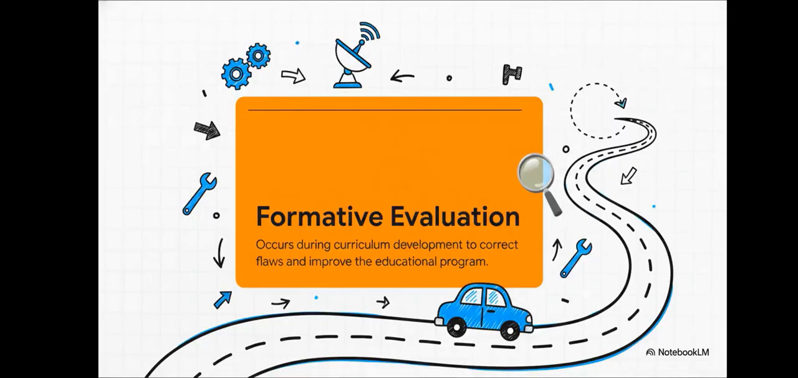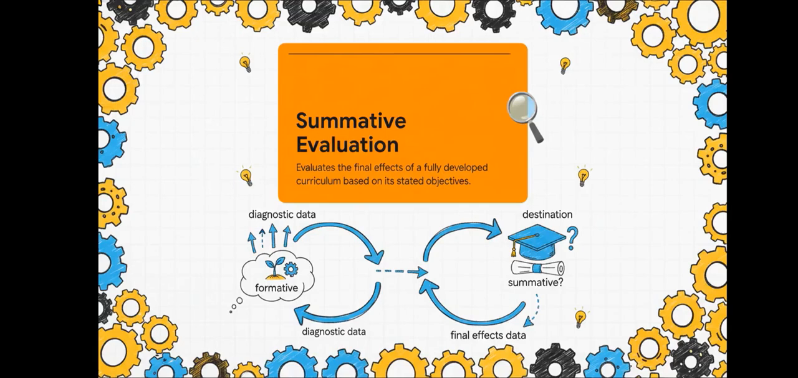Next is formative evaluation. Okay, now you're out on the road. Formative evaluation is basically your GPS recalculating while you're driving. It happens during the course of curriculum development. It's giving you real-time information so you can correct flaws on the fly. And finally, summative evaluation. You've reached the destination. This happens after the curriculum is fully developed. You're looking at the final effects and asking, okay, do we actually reach our intended destination?